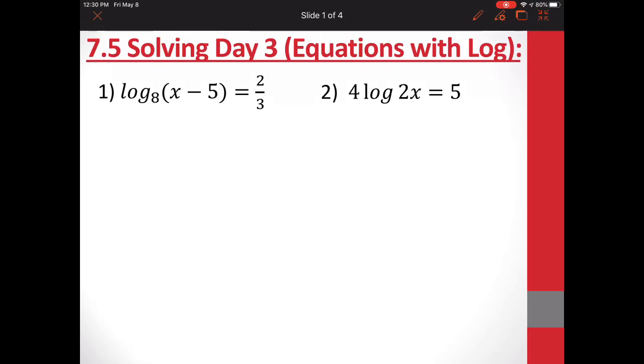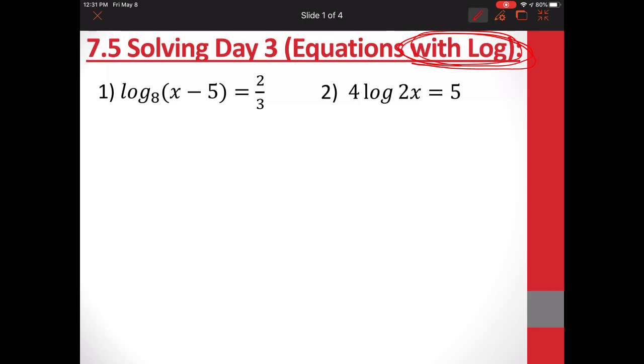Good day. The last of 7.5, dealing with the techniques of solving. This one should be obvious when you solve, meaning when you get a group of these later on in the last week, you'll see different ways to solve. These should be obvious because you have an equation that actually has the word log in it already.